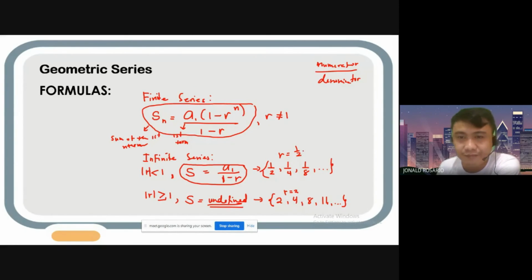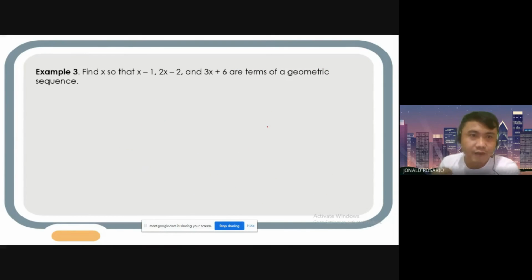1/2. Okay, 1/4 divided by 1/2 is 1/2. So we're done with the geometric series formulas. So we have here an example.